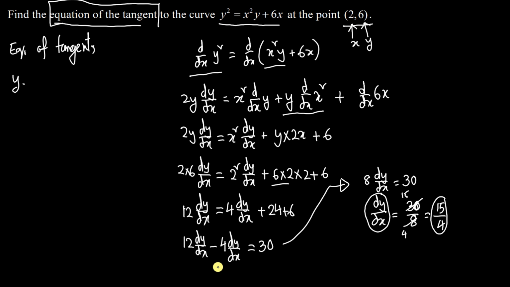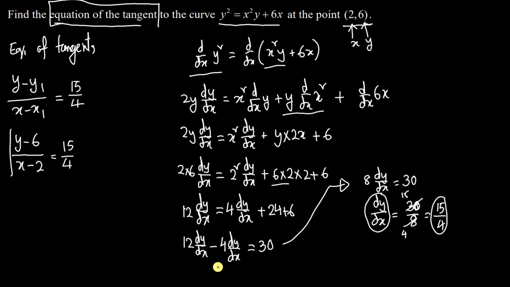Its format is (y minus y1) divided by (x minus x1) equals the gradient we got, which is 15 over 4. This is the gradient m. Now we replace y1 and x1 by 6 and 2. Let me write y minus 6, then x minus x1 value 2, equals 15 over 4. If there is no instruction provided in your question, we can leave our answer here.